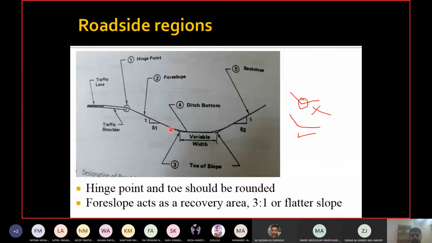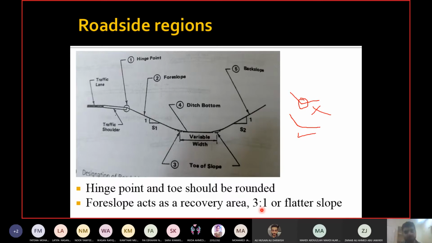Foreslope can act as a recovery area. We have talked about the recovery area. So usually foreslope is provided 3:1 or flatter. But as I said, you have to look at the height of cut and fill and the terrain as well. 3:1 or flatter will not be possible at all locations.